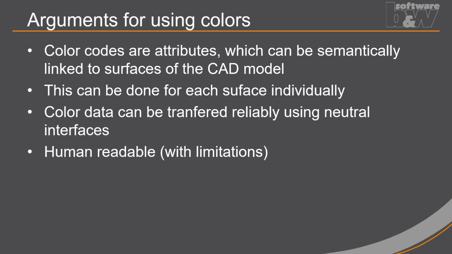So color codes are just attributes which can be semantically linked to a surface within a CAD model. And also this can be done for each surface individually. In comparison to the GD&T, color data can be transferred reliably using neutral interfaces like STEP, for example.